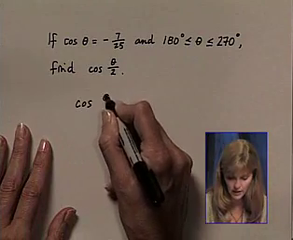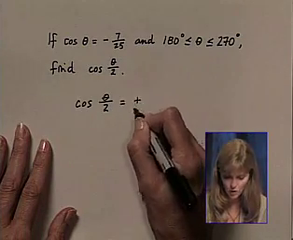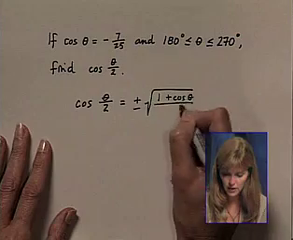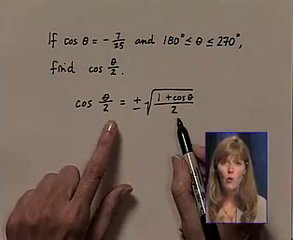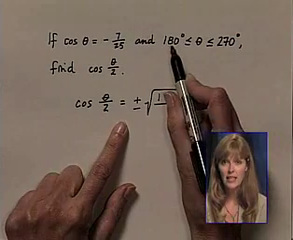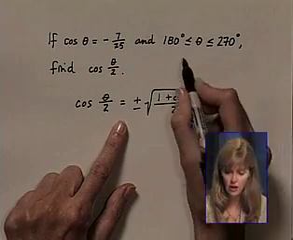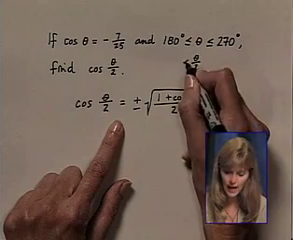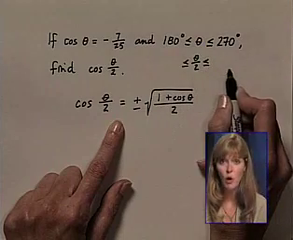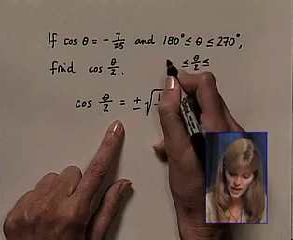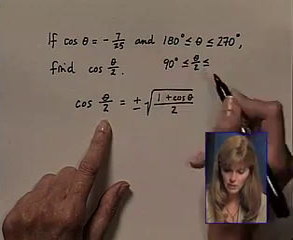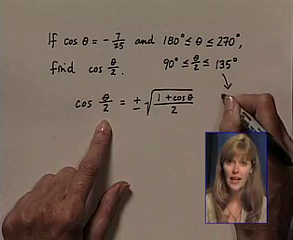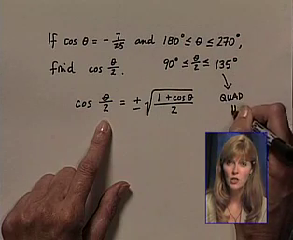We had the cosine of theta over 2 is equal to plus or minus the square root of 1 plus the cosine of theta divided by 2. Now, we're going to start off by thinking about the fact that theta is between 180 degrees and 270 degrees. What does that mean about theta over 2? I can take this inequality and divide all three parts by 2. That gives us that theta over 2, the angle in question, is going to be between 90 degrees and 135 degrees. That's important to us because that indicates we're looking at a quadrant 2 angle.